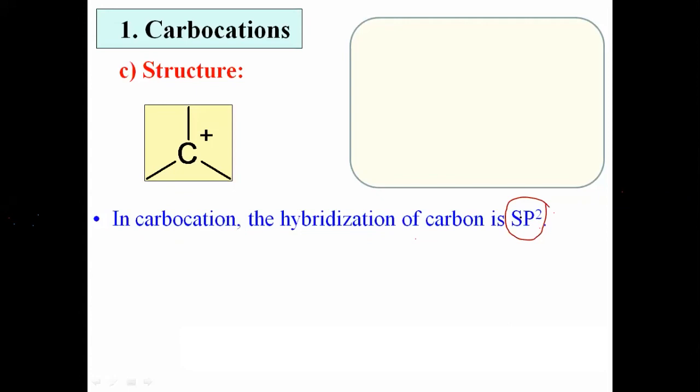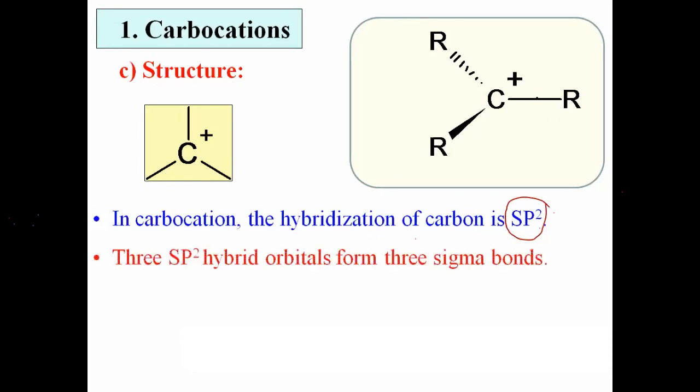Now those 3 hybrid orbitals of carbon form 3 covalent bonds. Suppose this is the central carbon. The sp2 hybrid orbital of that carbon and the orbital of that R group just overlap axially to form a covalent bond. Similarly, here also a covalent bond, here also a covalent bond. Thus, the 3 hybrid orbitals overlap axially with the orbital of another carbon atom or another atom to form 3 sigma bonds. This is the second point. In the first point we said the hybridization of carbon is sp2. Second point, 3 sp2 hybrid orbitals form 3 sigma bonds in carbocation.